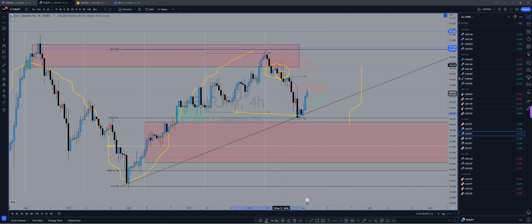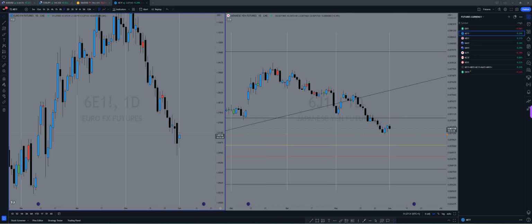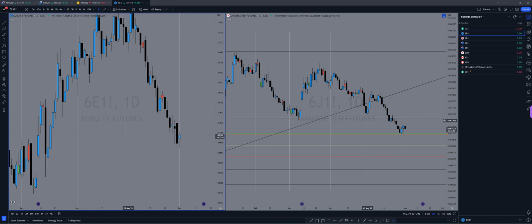How did I know that this was coming in? Of course, higher time frame did count because there was a level up here, but more importantly, the futures was hinting that there was going to be strength in the Japanese yen. The Japanese yen, right? So by forecasting, by using price action, you can forecast when there is going to be strength in a particular futures currency, right?